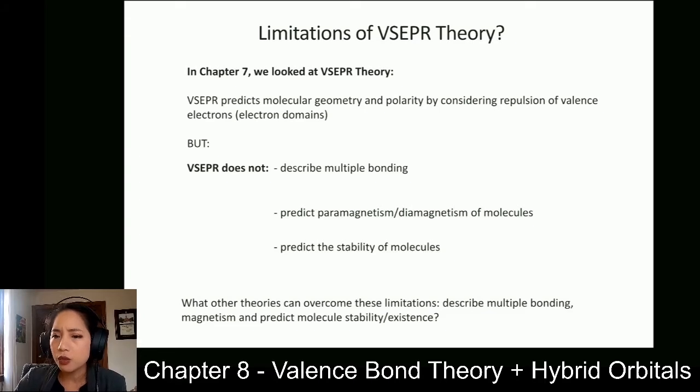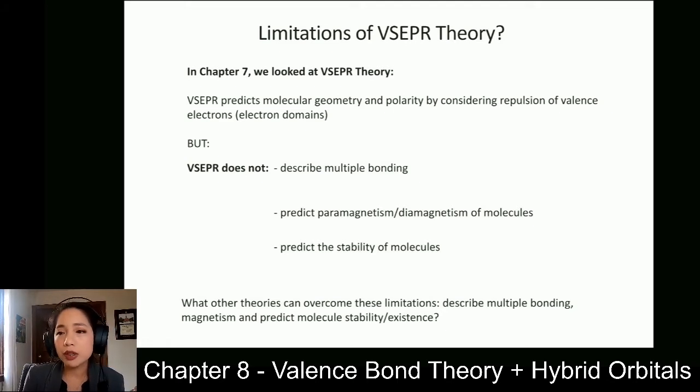All right, so why do we even need to learn about the other theories of bonding? We already learned about VSEPR theory, drawing out Lewis structures in chapter 7. Can't VSEPR theory do it all? No, VSEPR theory can't do it all. VSEPR theory does predict molecular and electronic geometry very well. And from geometry, we can pull out whether a molecule is polar or nonpolar using the concepts in VSEPR theory.